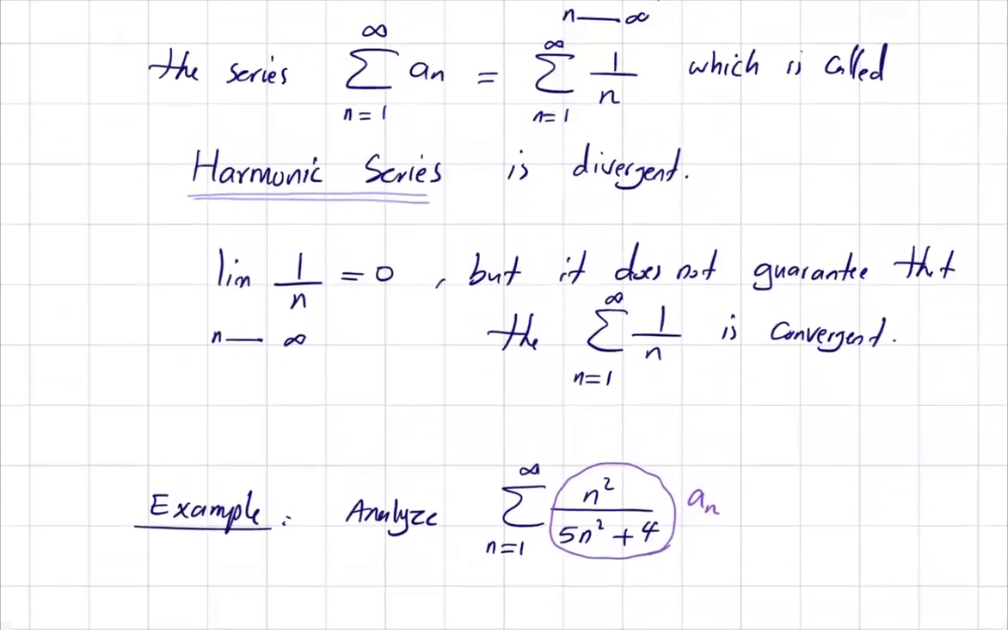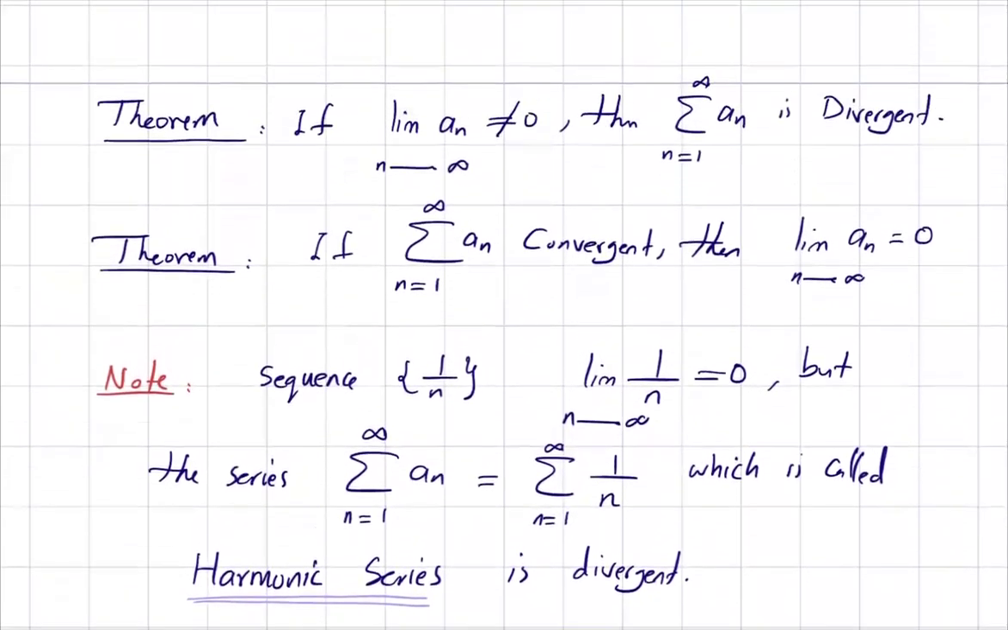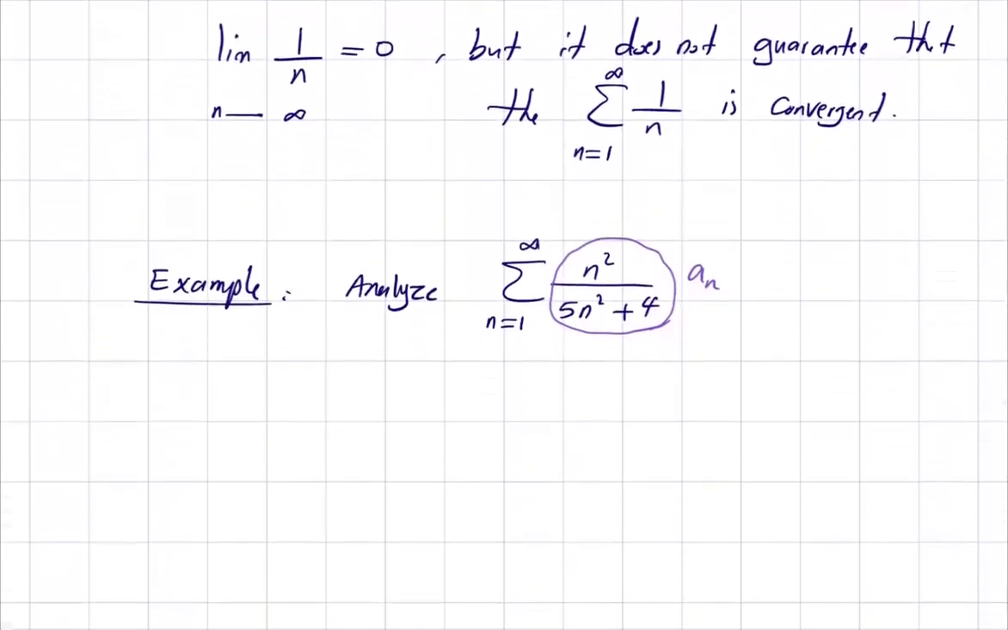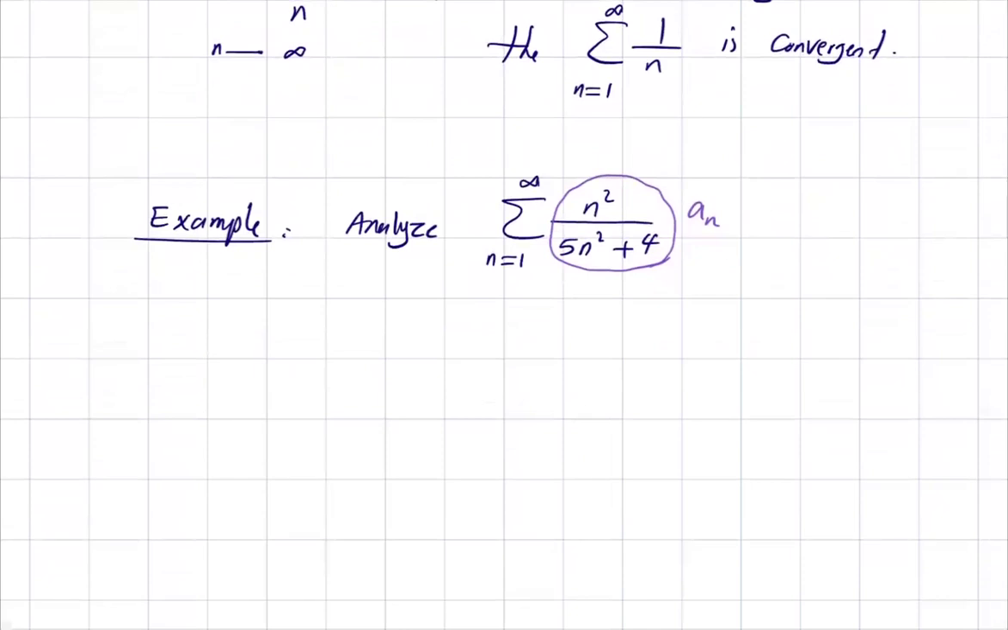Let me go back to the theorem that I just learned. My theorem says, super important, if the limit of the general term is not 0, then for sure I have a divergent series. So take a look at the limit of an as n goes to infinity. This limit is n squared divided by 5n squared plus 4 as n goes to infinity.